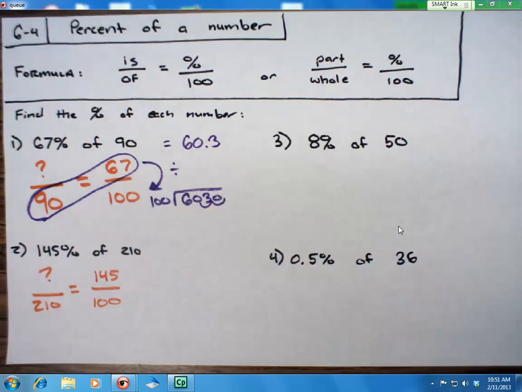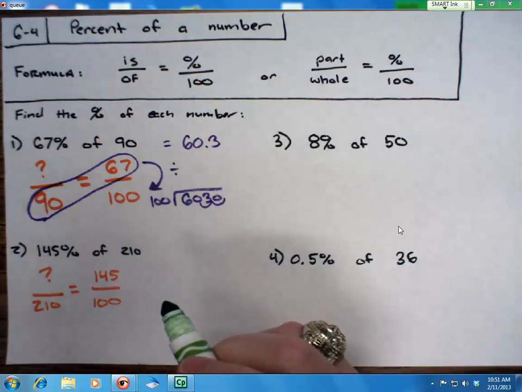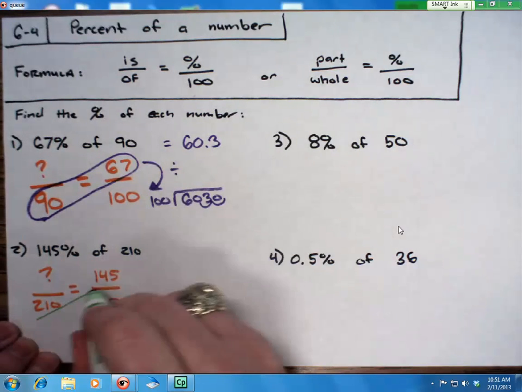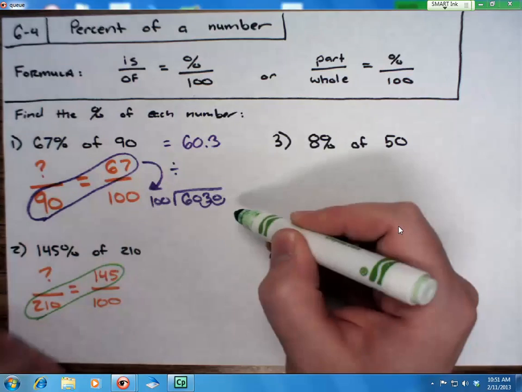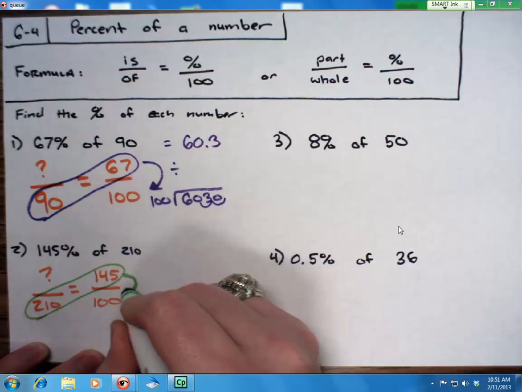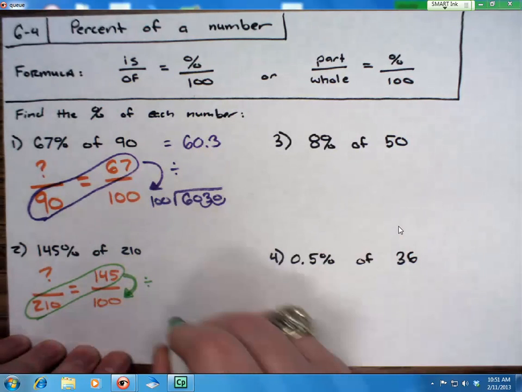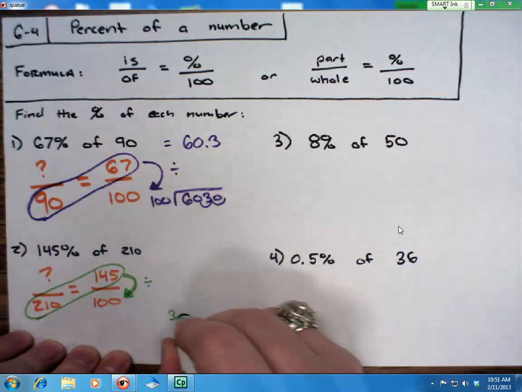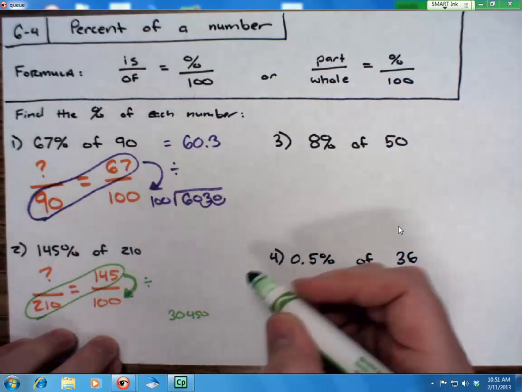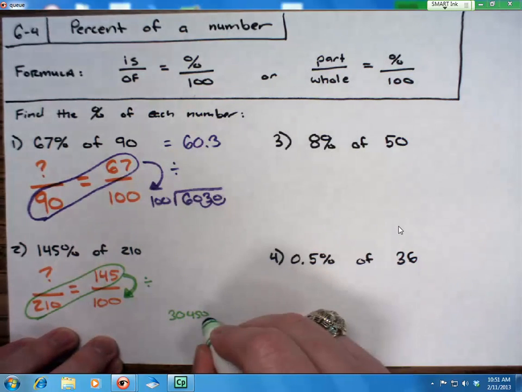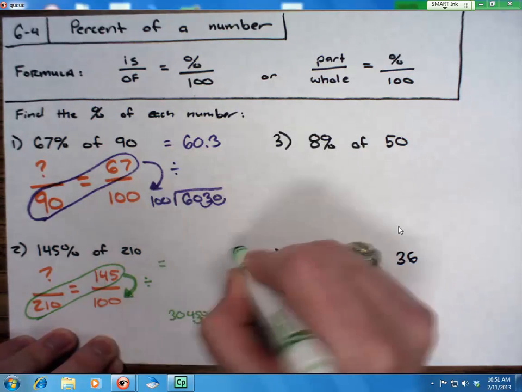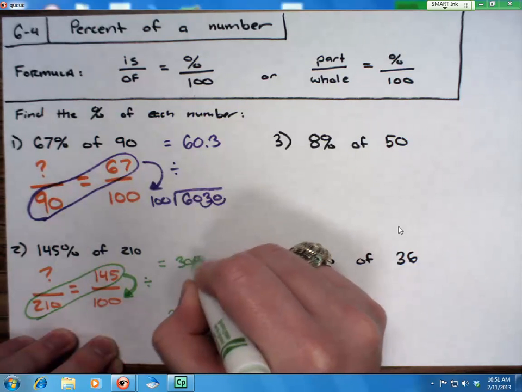So my question mark is in the same place. Again, we're going to cross multiply. The first thing I need to do is multiply 210 times 145, which gives me a big number. When I multiply those together, it gives me 30,450. Then I have to divide by 100, which, remember, is just moving my decimal over two places, 1, 2. So that's going to be 304.5.